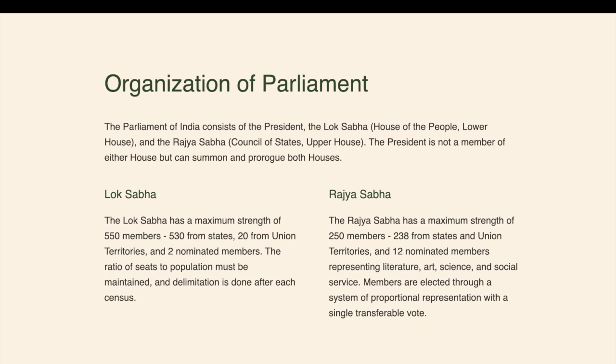Lok Sabha has a maximum strength of 550 members. 530 come from states, 20 come from union territories, and 2 can be nominated members. The ratio of seats to population must be maintained, and delimitation is done after each census. Whereas in Rajya Sabha, the maximum strength is 250 members, and 238 come from states and union territories, and 12 are nominated members representing literature, art, science, and social service. Members are elected through a system of proportional representation with a single transferable vote.